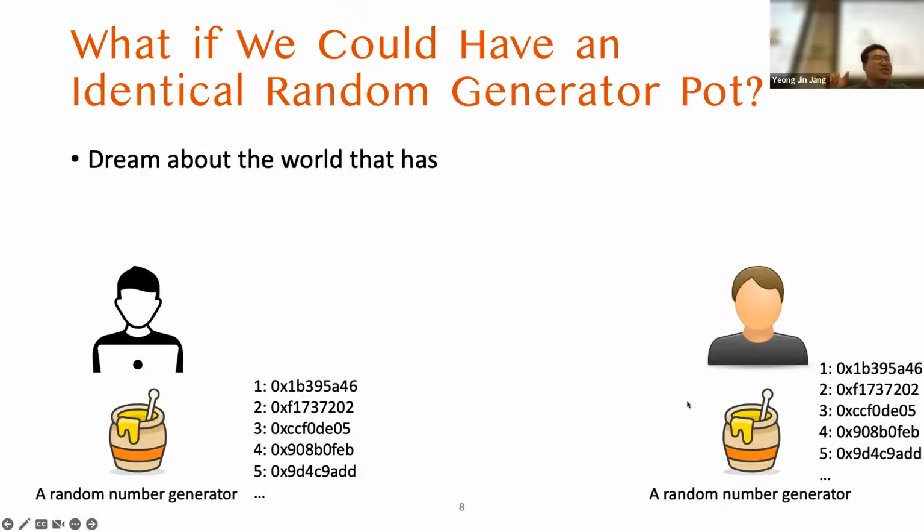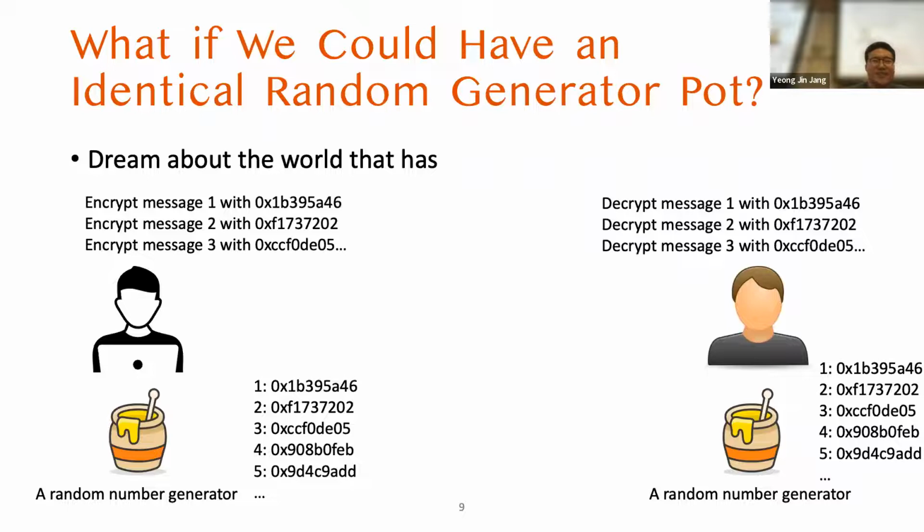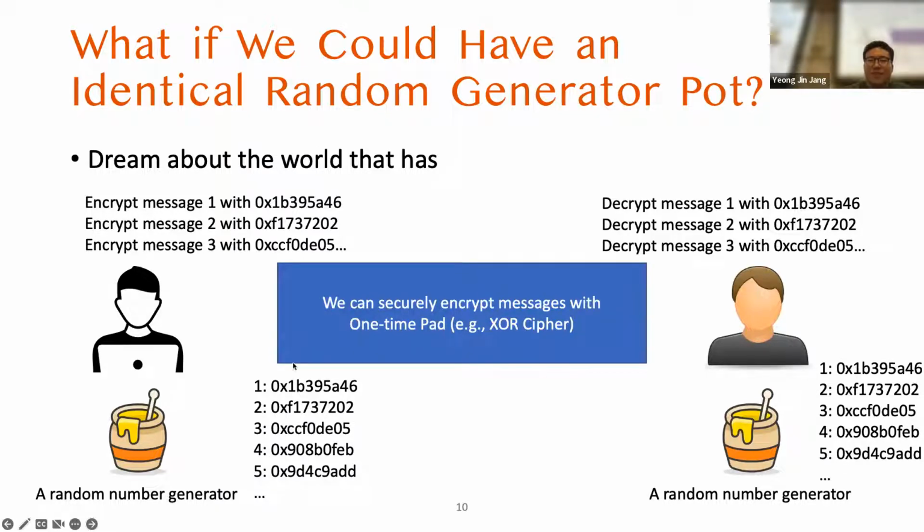If we can share a random number generator between two parties, then we can securely use the XOR cipher: encrypt message 1 with the first key, message 2 with the second one, message 3 with the third one. On the other end, we can also get the random numbers sequentially and apply them for decryption. So it will be perfectly secure. If we can share this kind of random number generator, then we can use the one-time pad XOR, a simple scheme, to be perfectly secure.